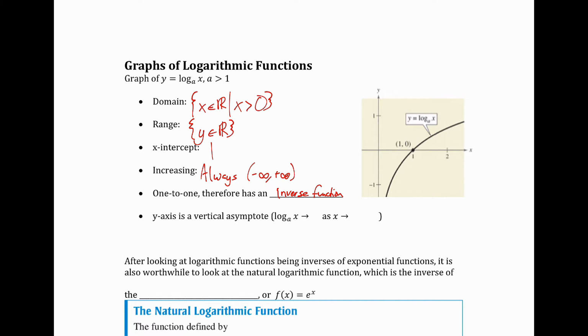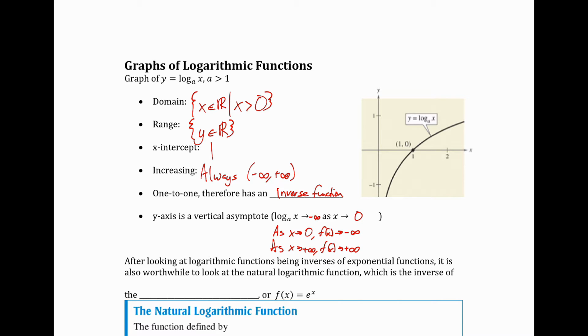Now the y-axis is your vertical asymptote. In other words, the log base a of x approaches negative infinity as x approaches 0. Or if you want to put it more similar to what we've been doing in the past, as x approaches 0, f of x approaches negative infinity. So as it gets closer and closer to 0, the graph goes down, down, down. Now on the right side, as x approaches positive infinity, f of x is approaching positive infinity. So it's still going up and to the right forever.